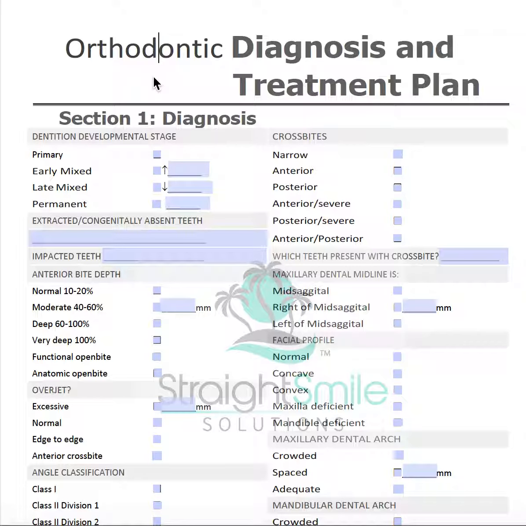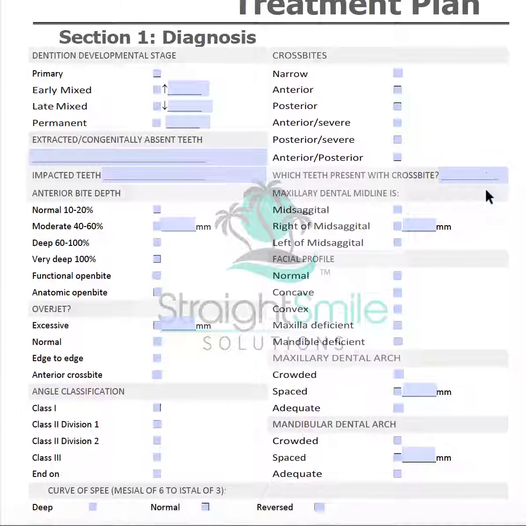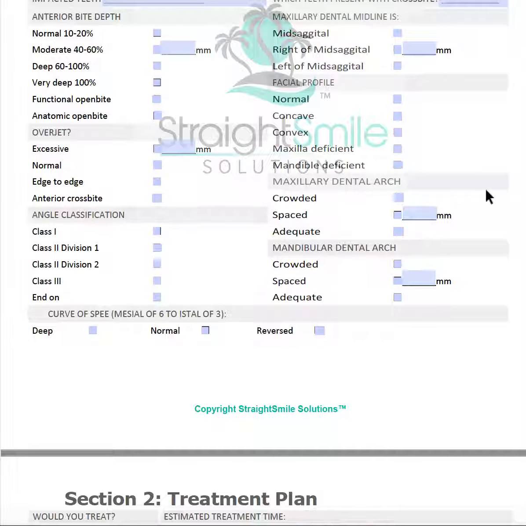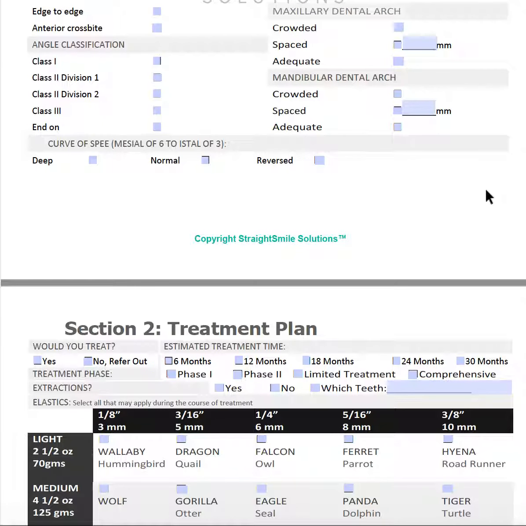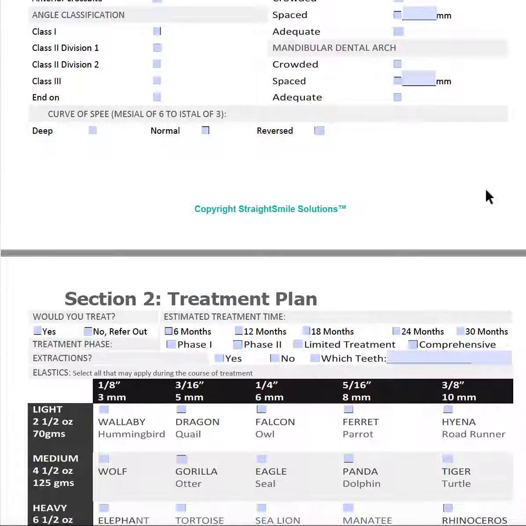Then we're going to start looking at the issues in all different planes of space. We're going to look at transverse issues, vertical issues, AP issues, all that. And obviously, we're going to look at crowding and spacing. We're going to look at profiles, arch forms, Angle's class of occlusion. Are we going to treat it in-house? Are we going to refer it out? About how long is it going to take?